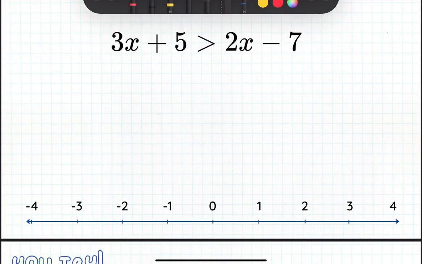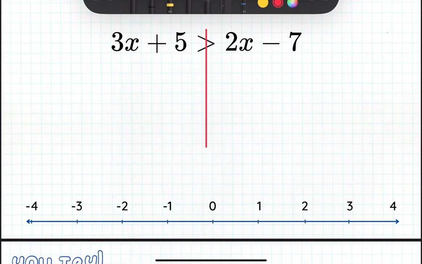So, we are going to be looking at some more complex examples. So, let's start with this one. 3x plus 5 is greater than 2x minus 7. So, let's start by separating our two sides of our inequality.